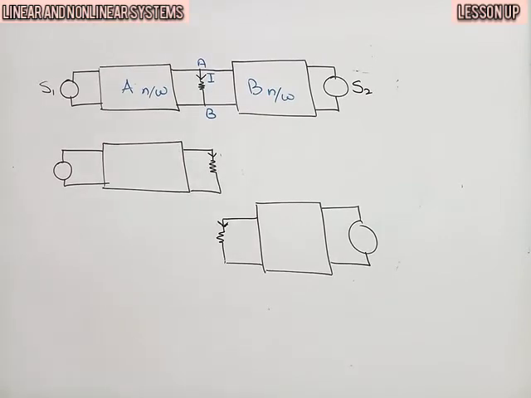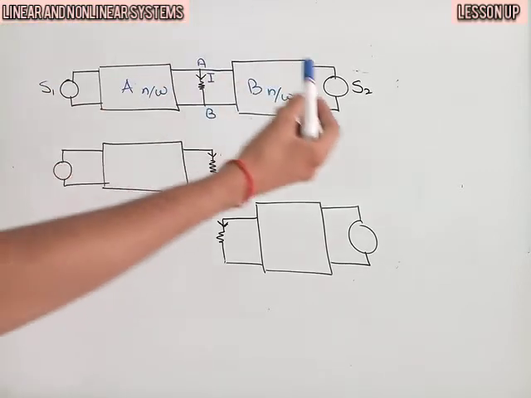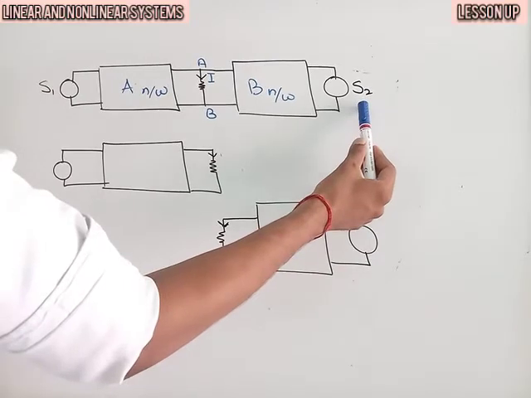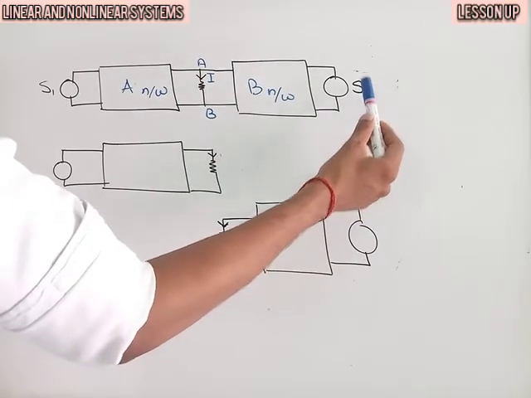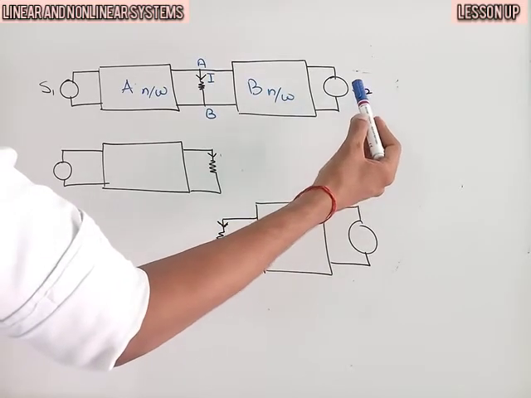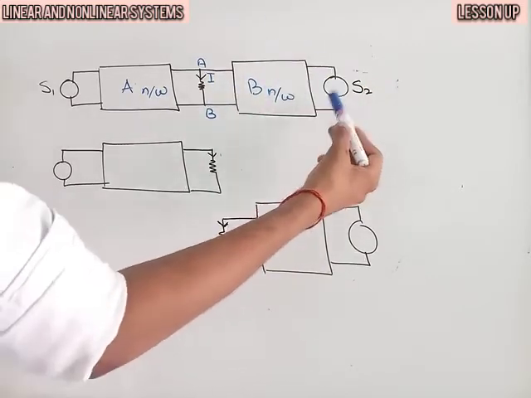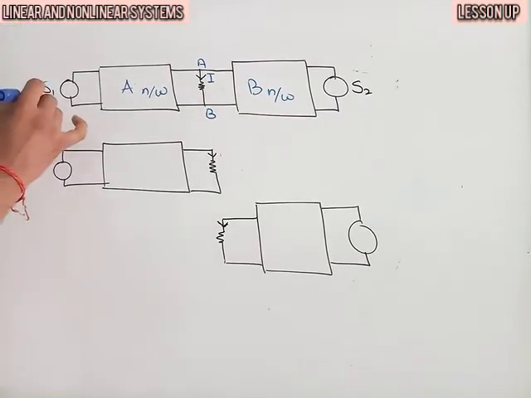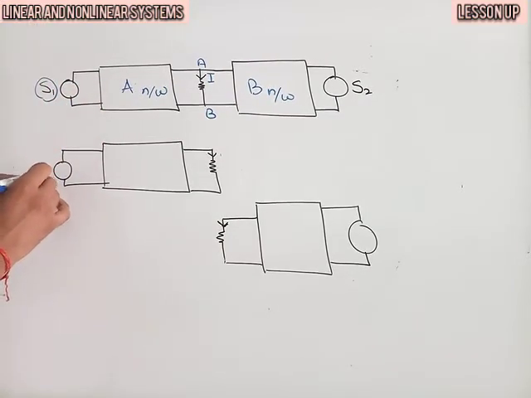In superposition, we need to select any one source and eliminate another source. Suppose we are selecting this source, and if the other source is a voltage source, we need to put a short circuit at this position, and if it is a current source, we need to put an open circuit at this position. So, at first we will select this source S1.